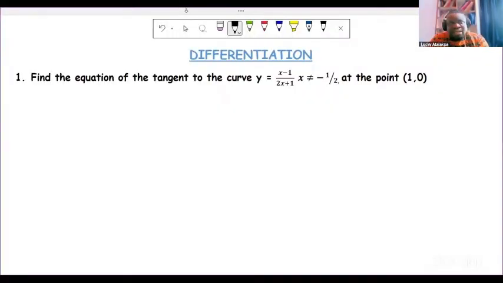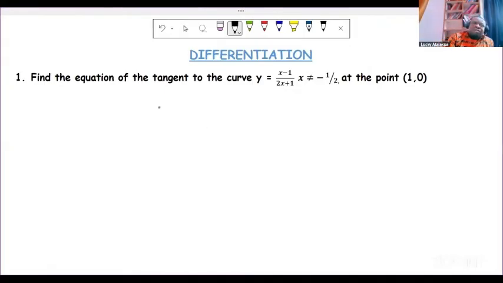This is Further Maths WAEC revision class, and I will be solving the questions just the way you would solve them if you encounter these questions in the forthcoming WAEC.